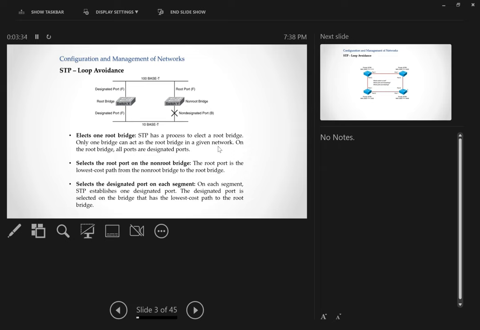Okay? Then they also use the BPDUs to select the root port. The root port is the port that is closest to the root bridge. Okay? What you need to know if you're configuring a network, you need to understand which ports are going to be cut. Okay, so we won't go into a lot of detail on how this STP protocol works.